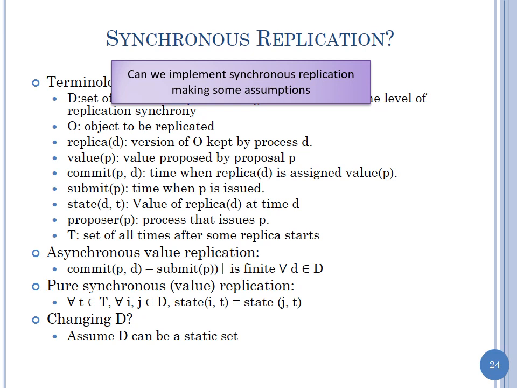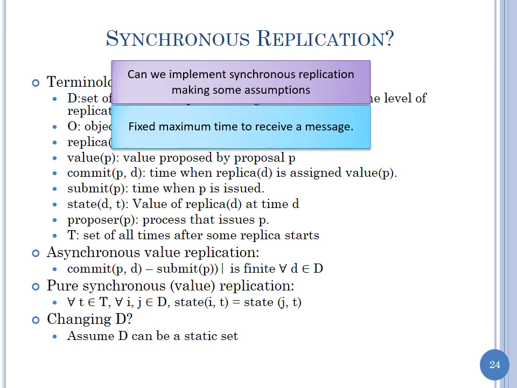So can we implement synchronous replication, making some assumptions? The assumptions can be of various kinds. You are free to choose the assumption. This is a discussion I expect to be long if we go through all the possibilities I have in mind. We can fix the maximum time to receive a message. Assume that we know there is a maximum time t by which a message will arrive at the other end. And from the discussion of TCP/IP that I heard from you and the one I gave, such a time does exist.